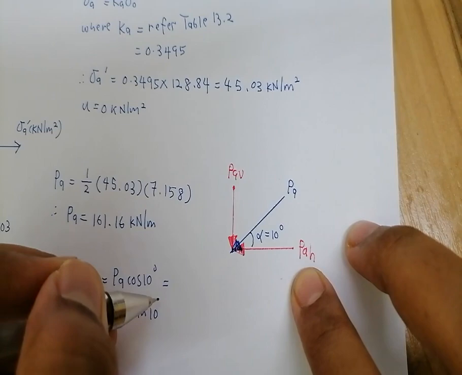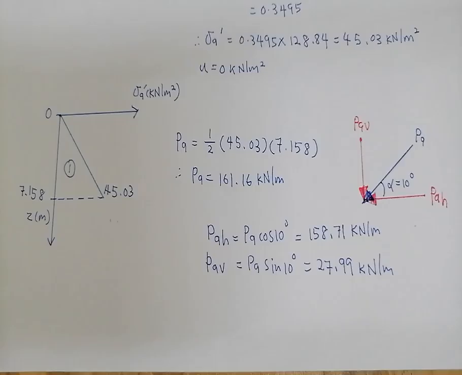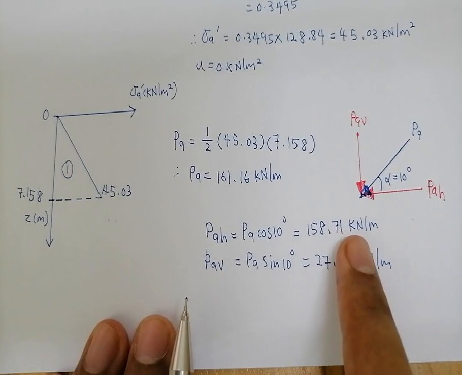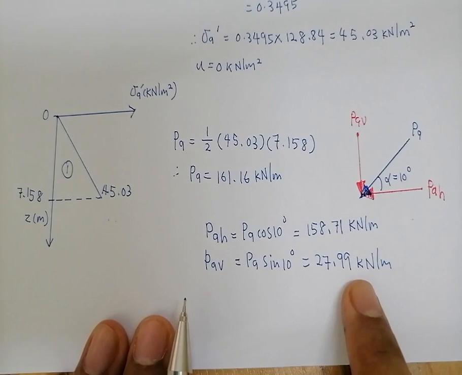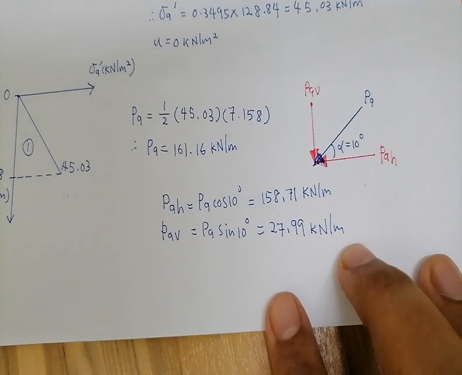And the values are, okay guys, so these are the values. PAH is 158.71 kilonewton per meter. PAV is 27.99 kilonewton per meter. Please check these values for me. So the next step is to do the table.